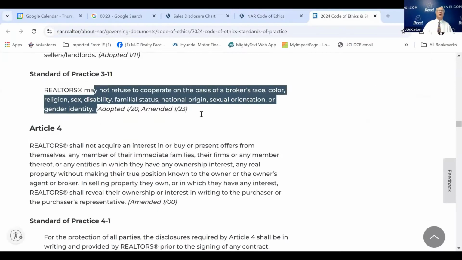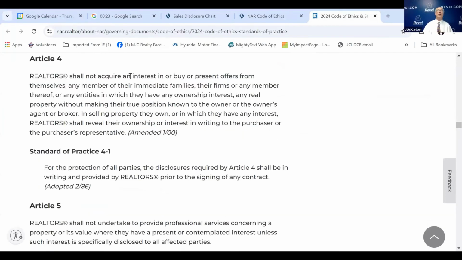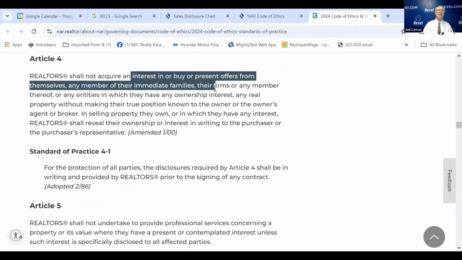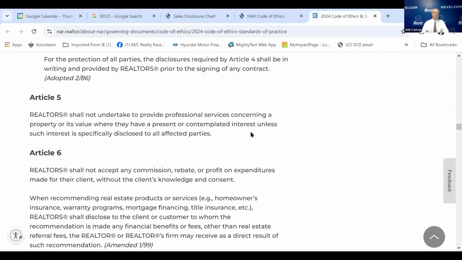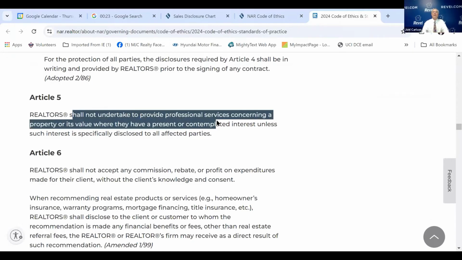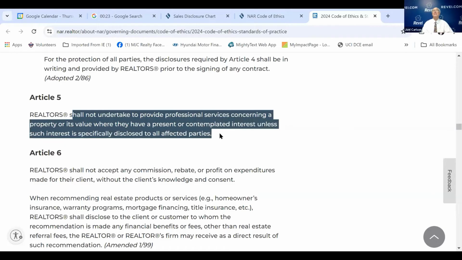Article 4: shall not acquire an interest in or buy any property where you are an immediate family member or related by blood or marriage. Okay, we got that one. That's law here in the state of California. A realtor shall not undertake to provide professional services concerning the value where they have a contemplated or an existing interest in the party without disclosing that to the parties.